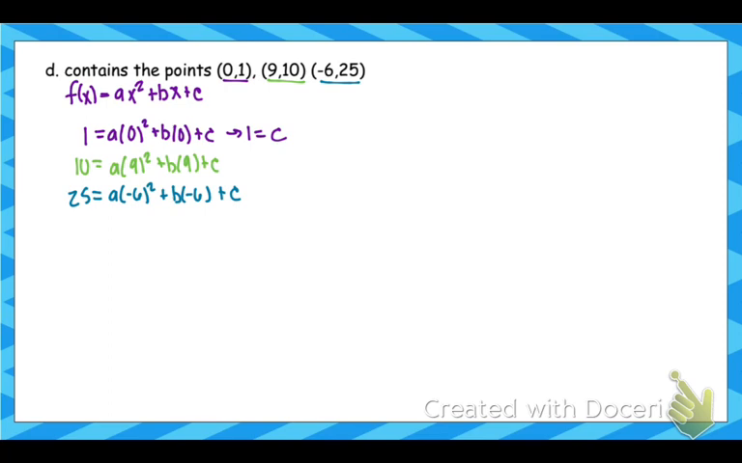All right, let's rewrite this next one. 10 equals 81a plus 9b plus c. And then rewriting this last one, 25 equals 36a minus 6b plus c. So now I have 3 equations, so I can set up a system. Well, this is going to be a pretty easy system to solve because even though it's 3 variables, we already know what c is. So we can take that and plug it in to both of those equations.